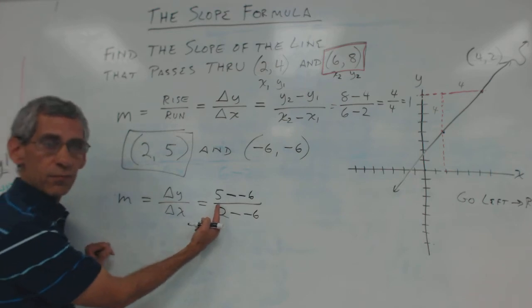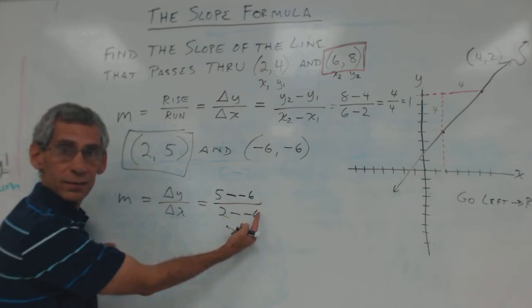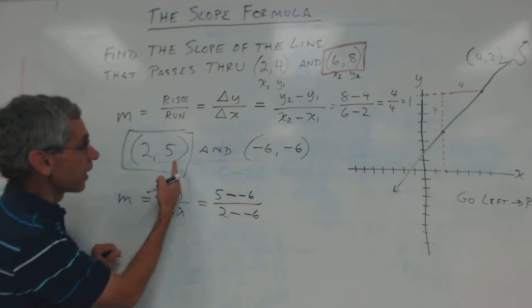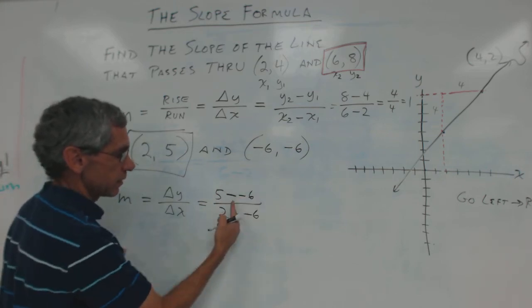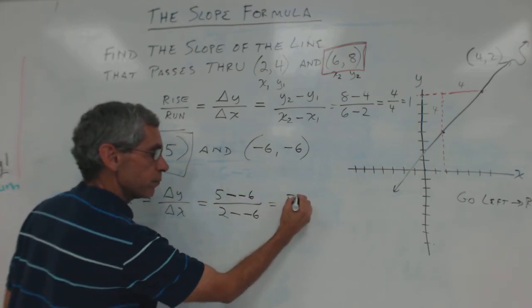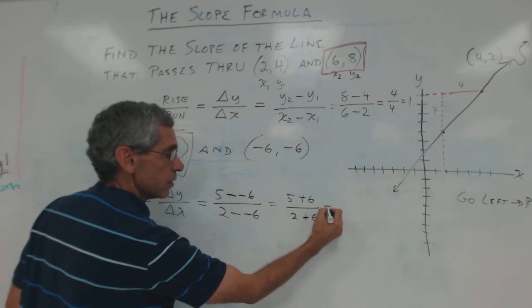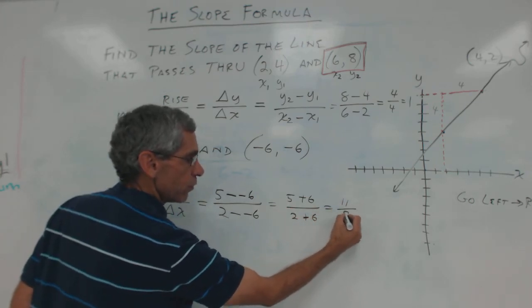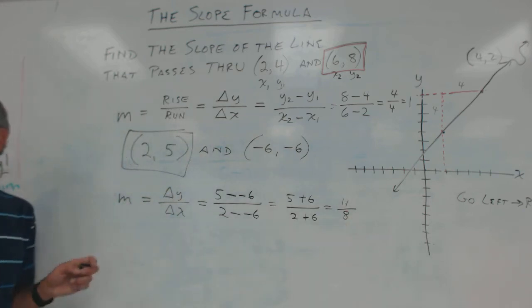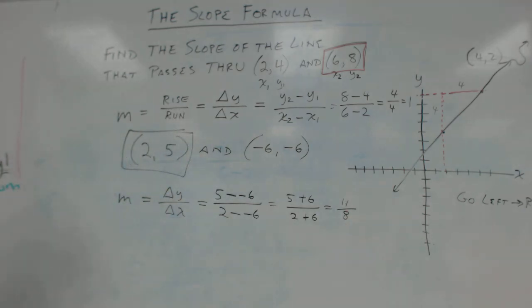But you guys all see this? 5 minus negative 6? The formula says 5 minus, so then I got a plus, 5 plus 6. That's 5 plus 6, and then that's 2 plus 6. So that gives me 11 over 8, and that is my fraction. If it's an improper fraction, that's okay.